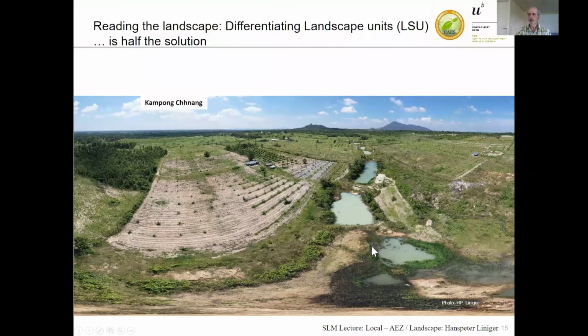Okay, good. Let's look at this situation. Before it was in a rather hilly environment. Now we go to a rather flat situation. Cambodia. Can you see already different landscape units in that area?